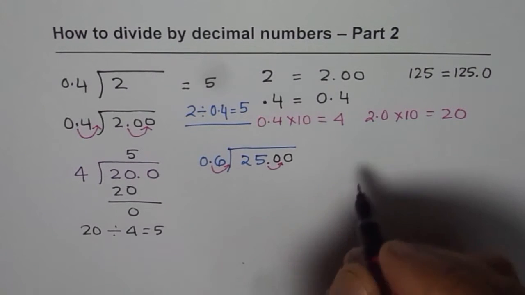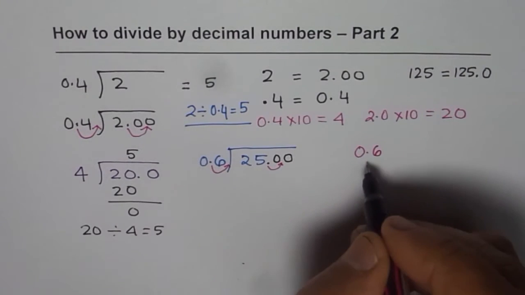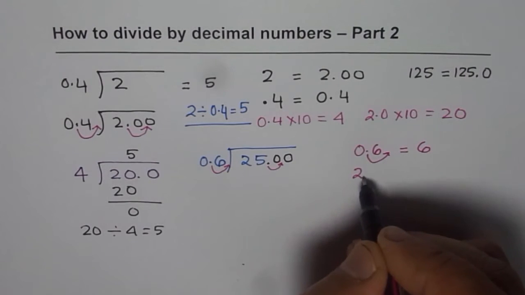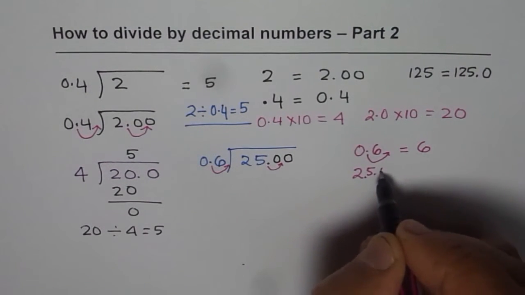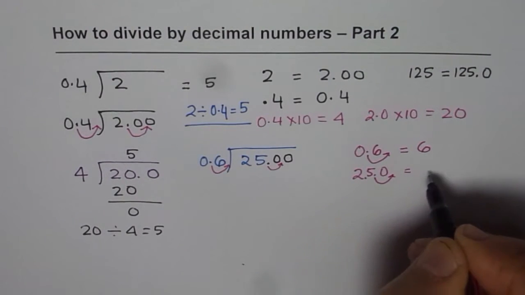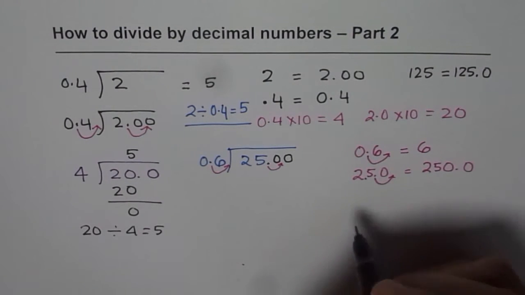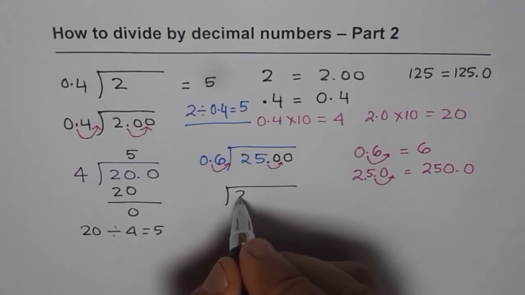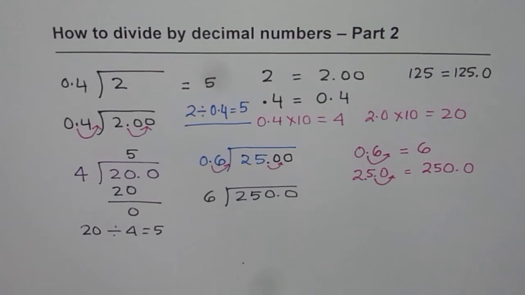So what do we get? 0.6 becomes 6, right? So when you move it here, it becomes equal to 6. And 25, when you move the decimal one place to the right, it becomes 250.0. Do you see that? So effectively, you are now dividing 250.0 by 6. Do you get the idea? So that is how we should be doing it.